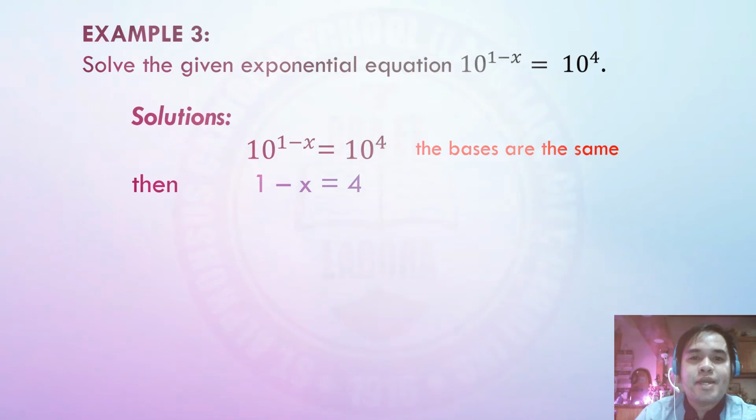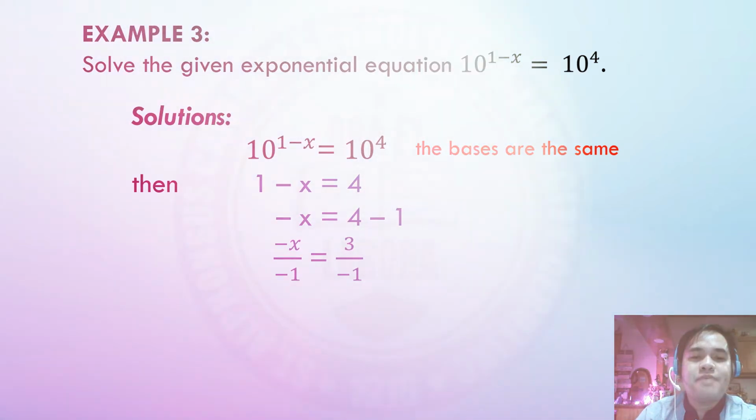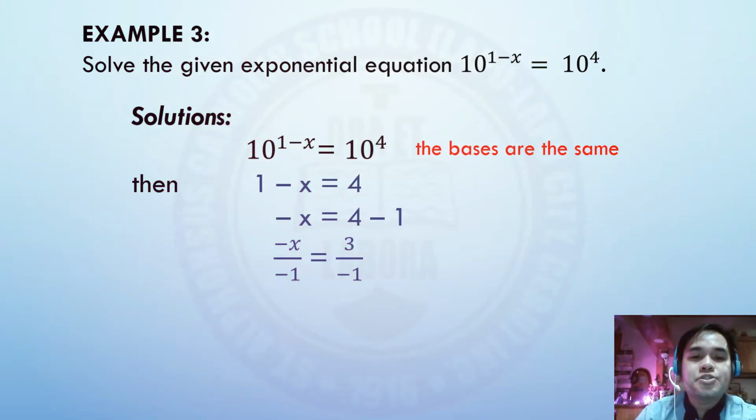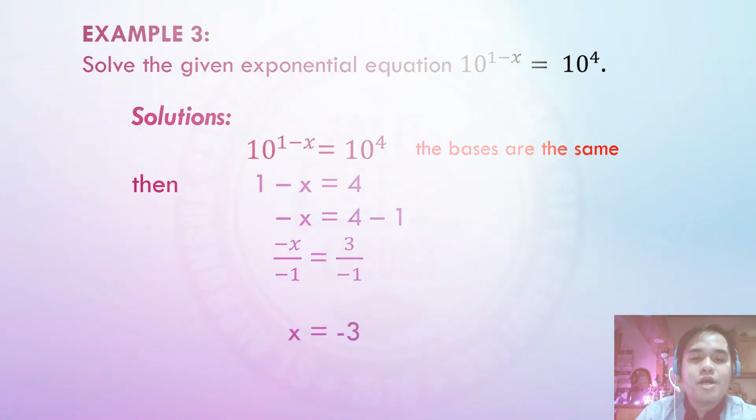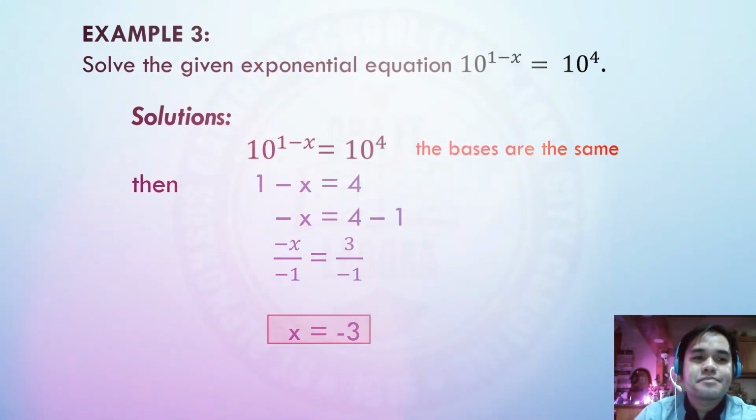Simplify them further by isolating the variable x. So transpose 1 to the other side of the equation, and it will become negative x equals 4 minus 1, and it will become negative x is equal to 3. Since we still have negative in our variable x, we will divide both sides of the equation by negative 1. So our answer will become x is equal to negative 3.